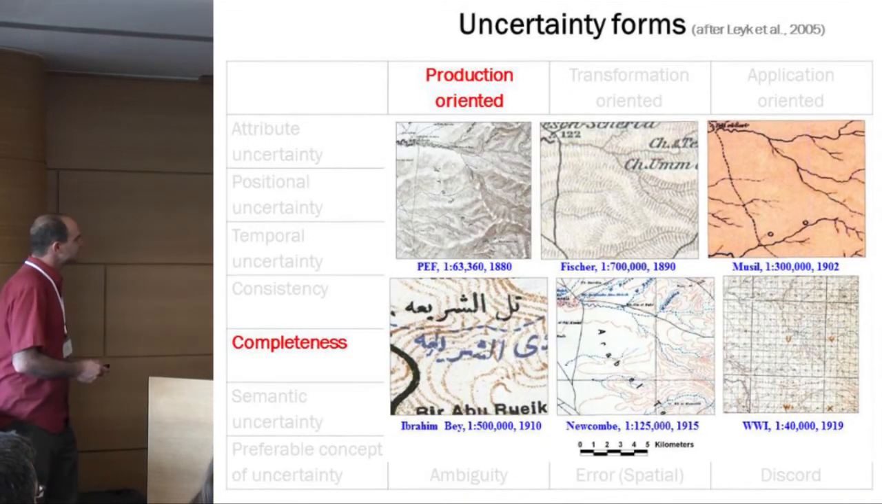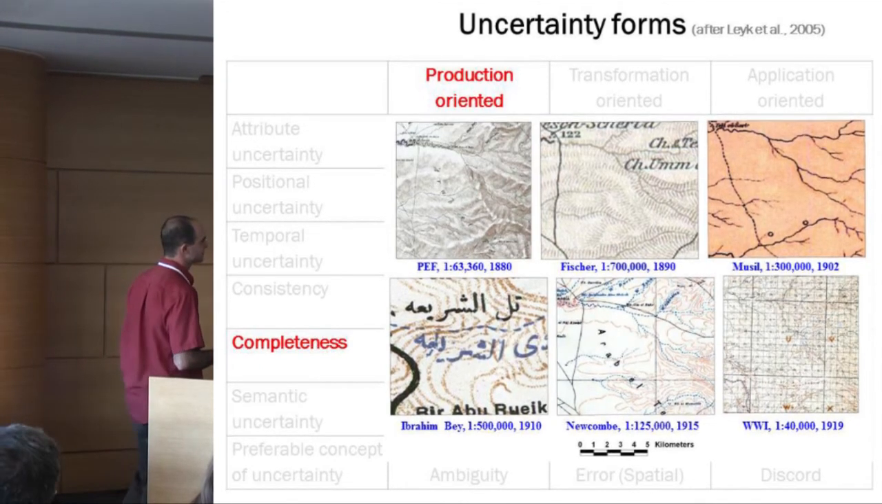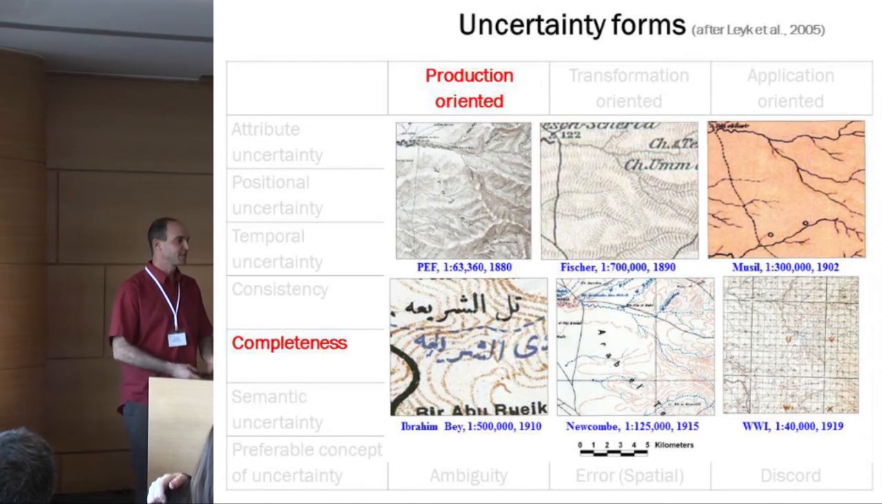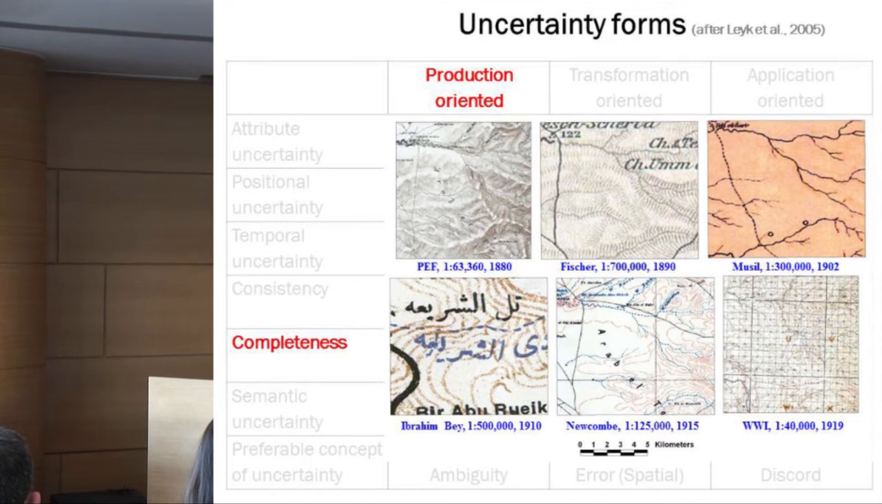Another issue of uncertainty in historical maps is related to their completeness: whether all the features that exist in the real world are shown on the map. Of course, we cannot show everything on a map because of its scale, for one thing. Here we can see 6 maps from different years, different scales, showing the same area. That's in the northern Negev.